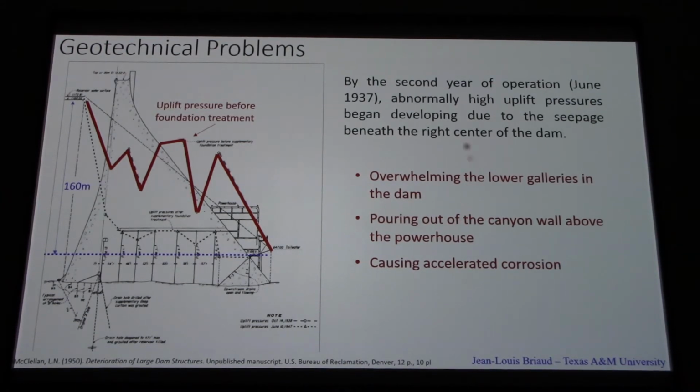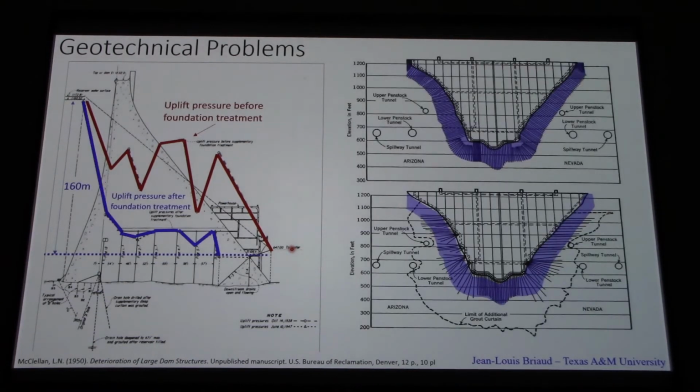And the red line here shows you the pressures that were measured. And so the foundation was, the grouting took place to try to repair or improve the foundation, and this is the limit of the additional grouting that was done to be able to slow down the water and to decrease the pressure.